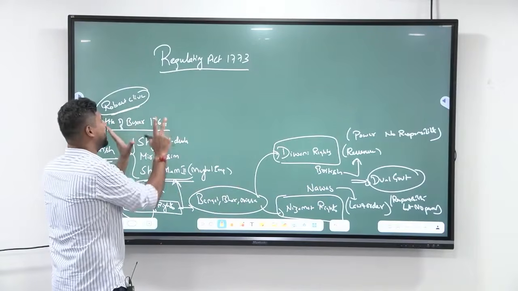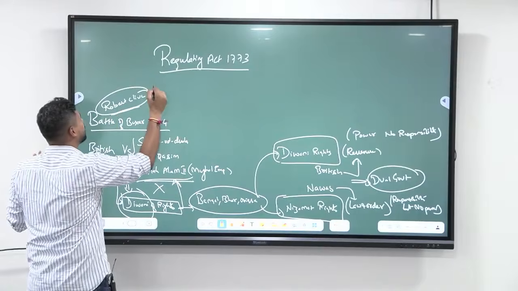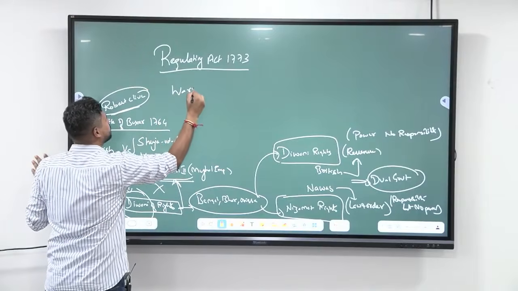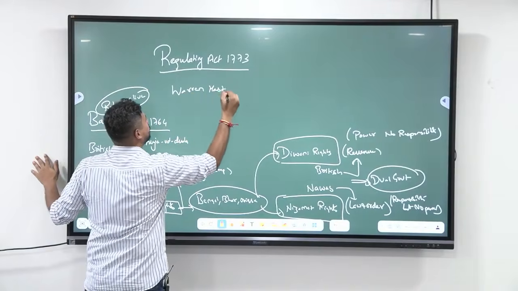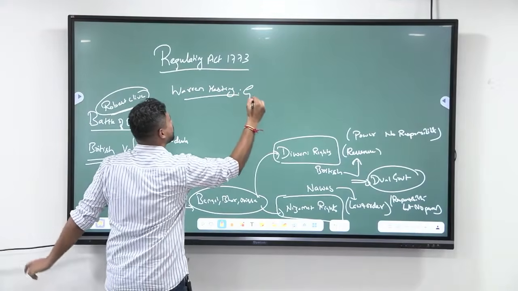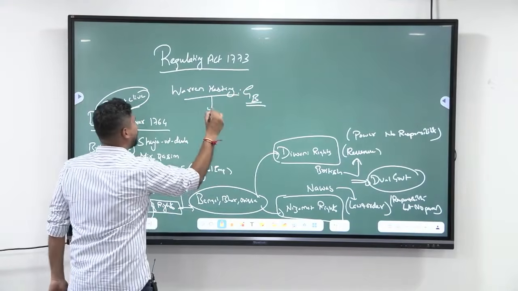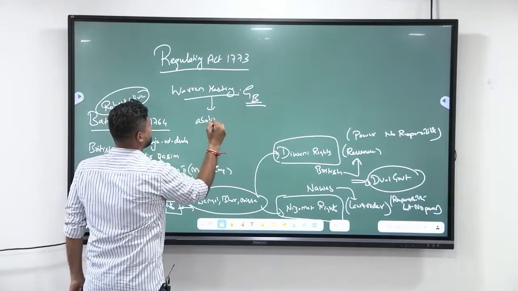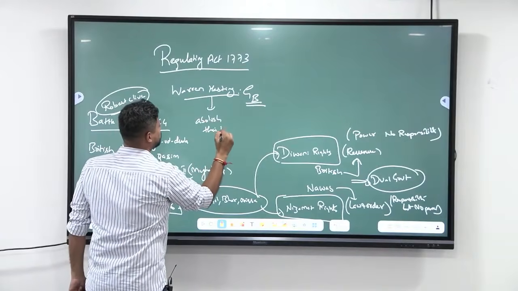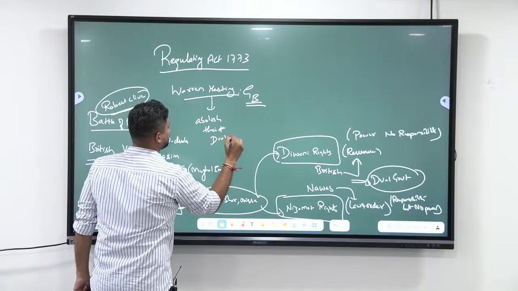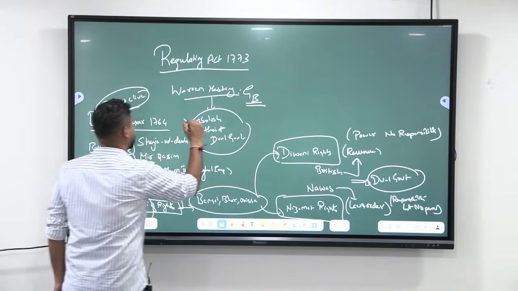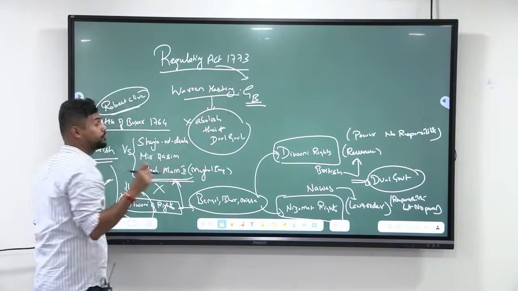Now coming to the Regulating Act. Before we go to the Regulating Act, understand that Warren Hastings, who will be the governor of Bengal, will abolish this dual government. He has abolished this dual government and now comes the Regulating Act of 1773.